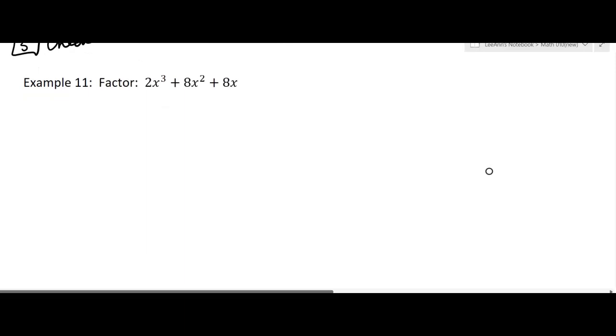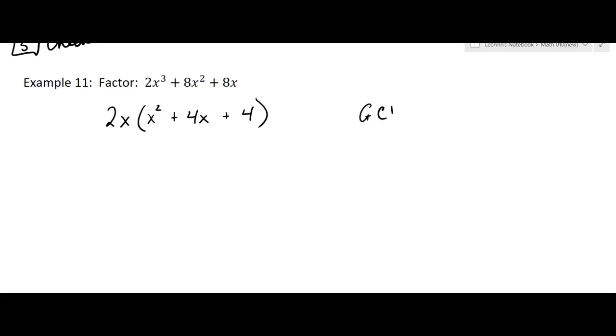So I look at this, and first thing I think, oh, GCF. Is there something they all have in common? And they all have a 2, and they all have an x. So I'm going to factor out the 2x. When I do that, I'm going to have x squared plus 4x plus 4. Okay, that is factored, but it is not factored completely. So we did the GCF. Well, that was cool. But now this is what I was talking about a minute ago. Can you do more? Can I factor this trinomial that's inside?